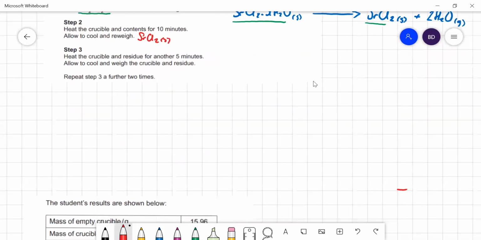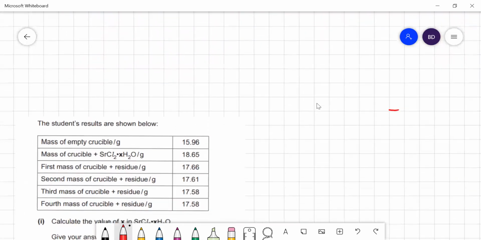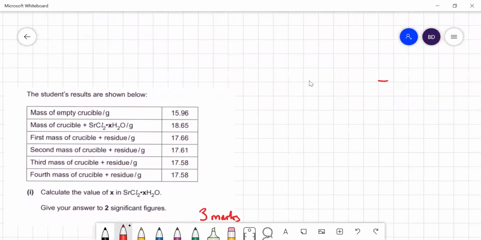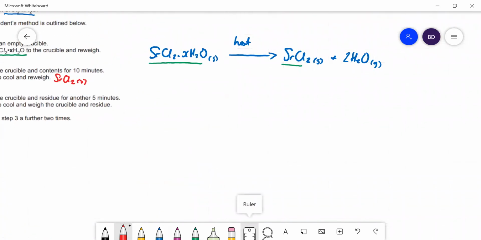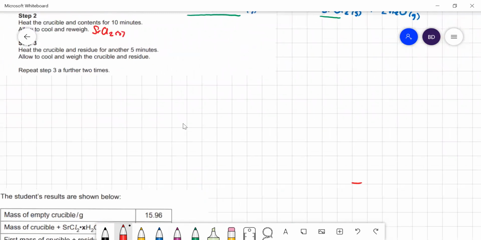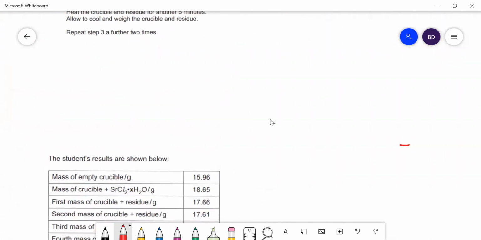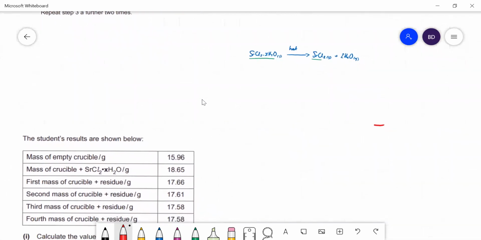Okay, so now the first question, the results are here. We've got to calculate the value of X. I'm just going to copy this equation here. Paste that down there somewhere. So it's 1 mole of the hydrated stuff gives 1 mole of the anhydrous stuff. Okay, so let's do that.